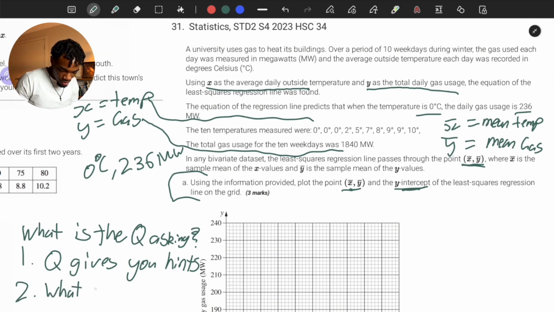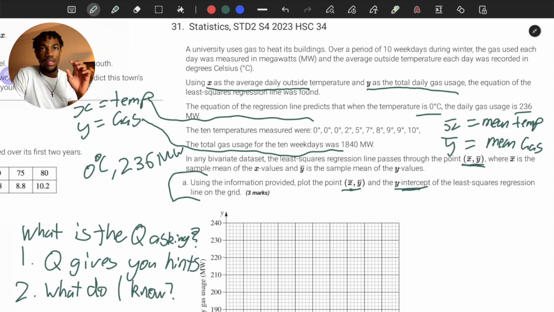What do I know? With this one, it's all about what do I know. What do I know about the solution? What do I know about bivariate data in general?